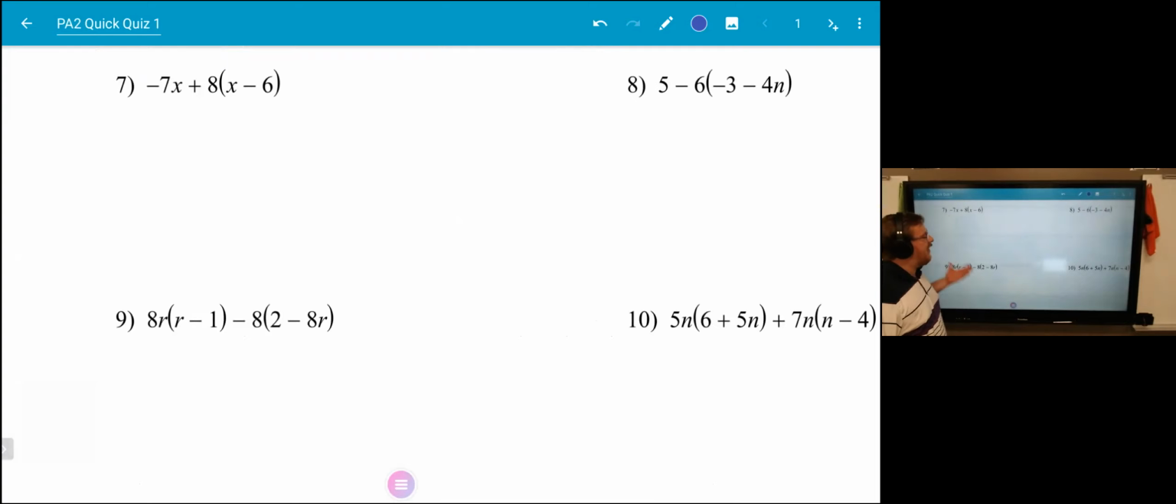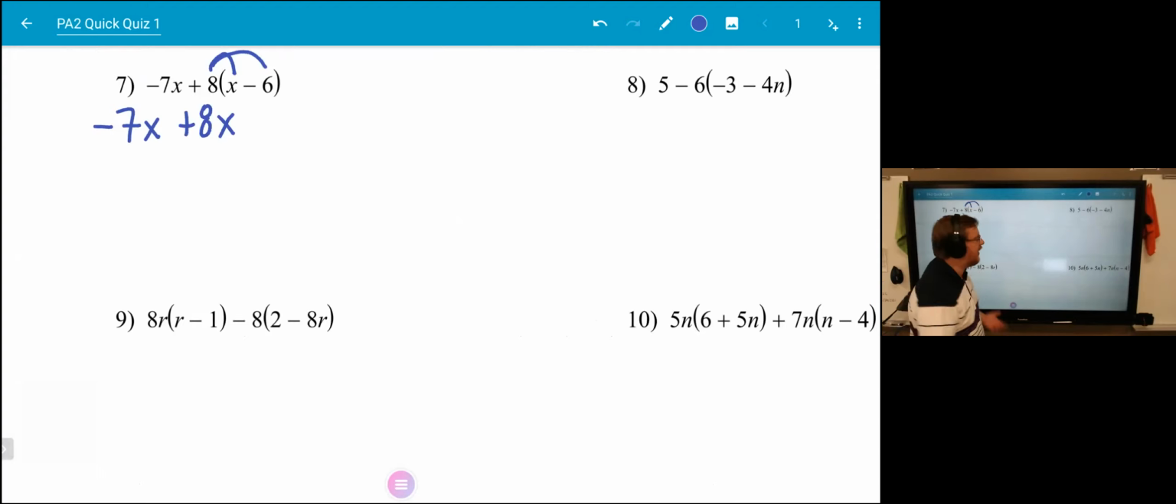Well, this negative 7x, nothing's happening there, right? Not yet anyway. But I do need to distribute the 8 to the x and to the negative 6. 8 times x is 8x. 8 times negative 6. Again, why do I say negative 6? Because I could rewrite this as plus negative 6. Subtraction, you can add the opposite, or add the negative, right? So 8 times negative 6 would be negative 48.